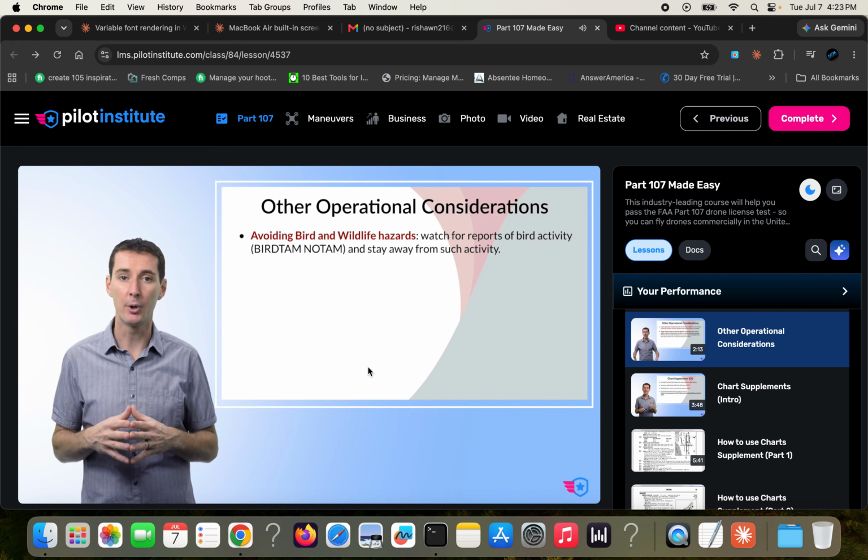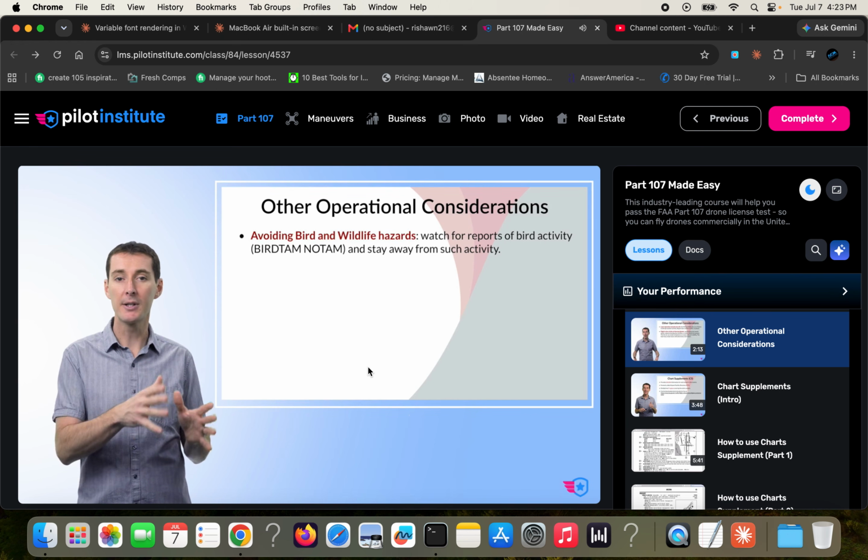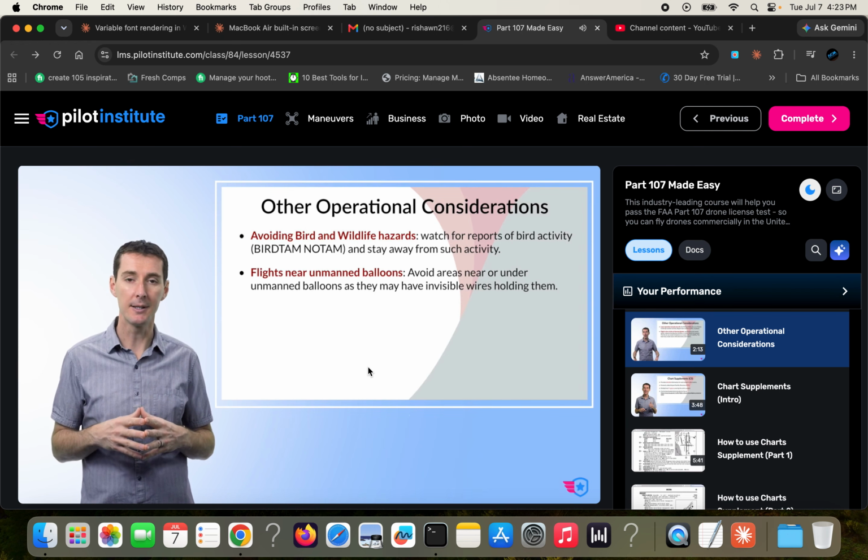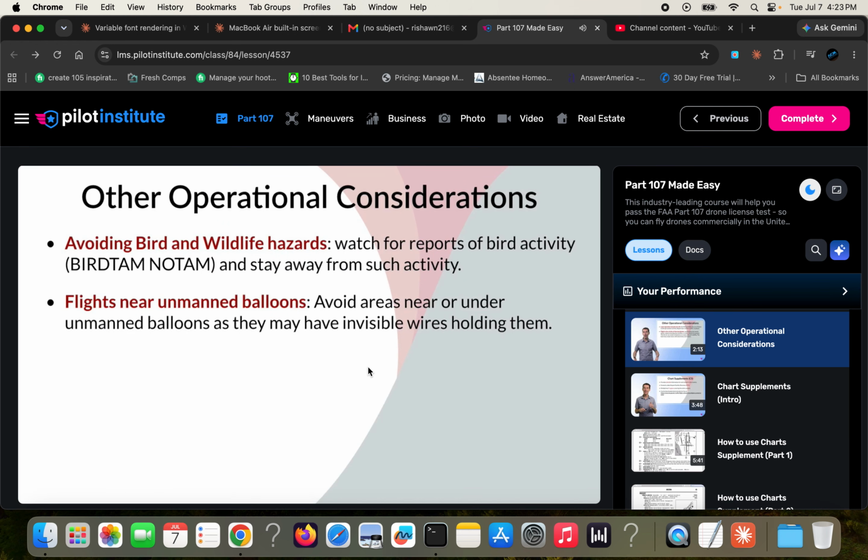There's something that's called a bird NOTAM. That's going to be a notice to airmen for birds. So you want to stay away from all these activities. Another place that you want to stay away from is unmanned balloons.